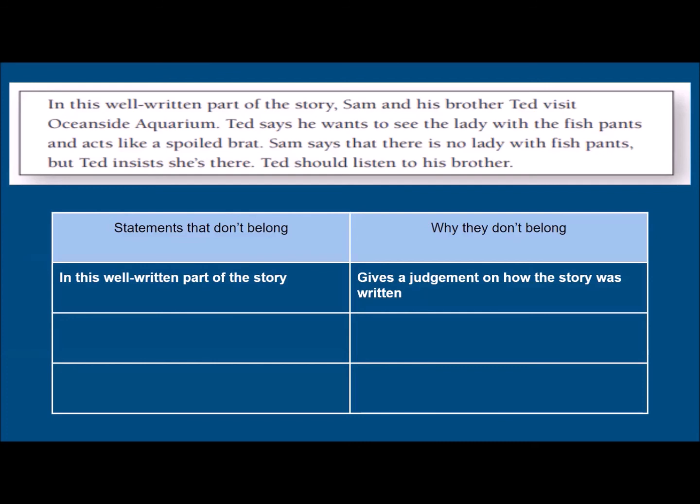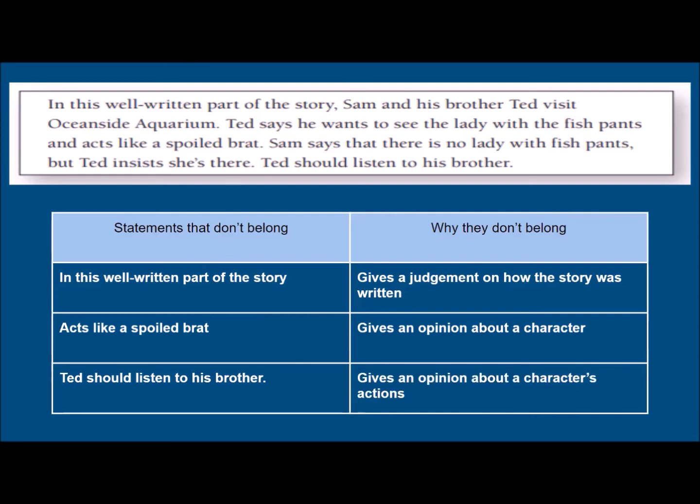All right. The next part that really stands out to me is "acts like a spoiled brat." So that is an opinion about a character. And then the last one that I found in this was "Ted should listen to his brother." Well, that gives an opinion about an action of a character. So none of those work.